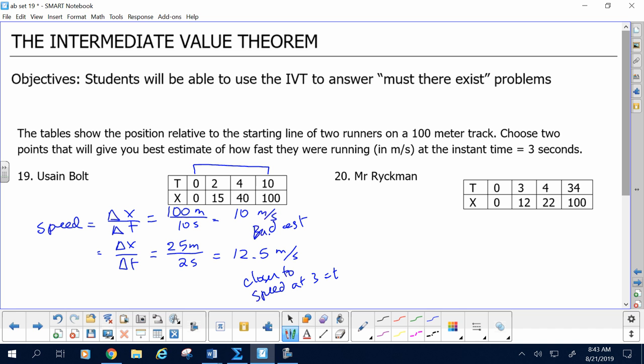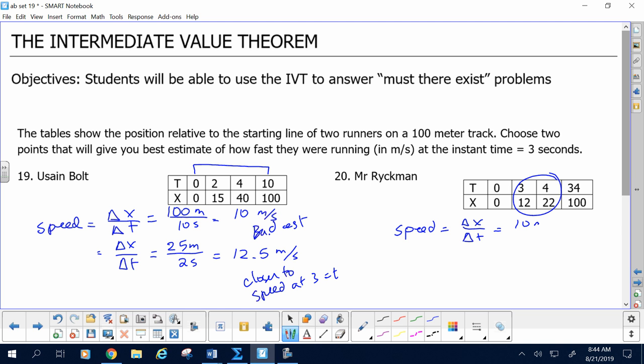So what's the tightest possible window you could get for me? You wouldn't use 0 to 34 seconds, which is how long it took me to run 100 meters. Apparently I had a real trouble there between 4 and 3. I just got tired. So what window would you use to get as close as possible around 3? 3 and 4. We have to use 2 points, right? And I need change in position. So what's the change in position if I take these two?